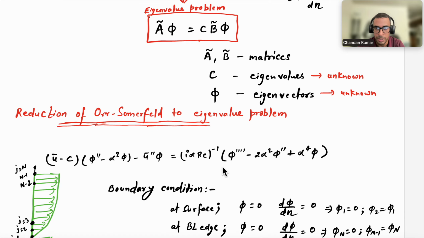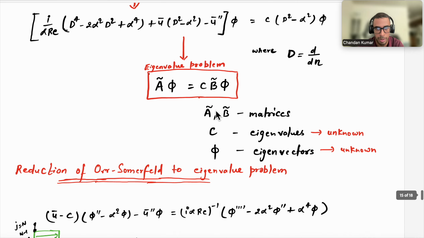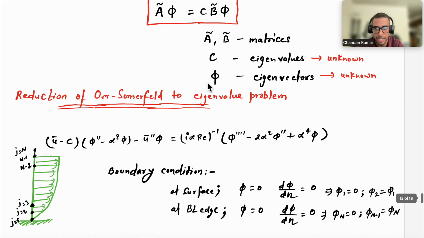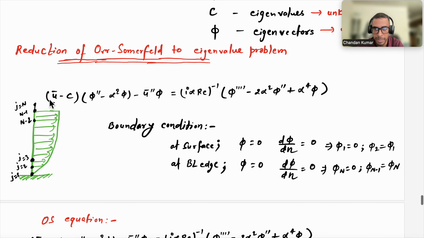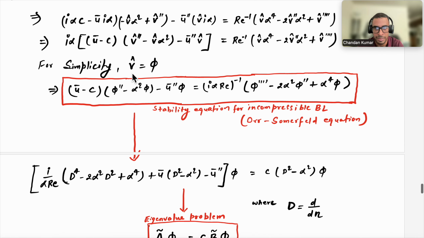So now we are going to see how we are going to reduce this Orr-Sommerfeld equation to the eigenvalue problem that we are seeing over here. So simply, we basically solve this. This is the Orr-Sommerfeld that we saw above, and we basically solve this Orr-Sommerfeld between the surface and the boundary layer edge. So on the surface, we set the boundary condition for phi as 0, because on the surface phi is basically the V perturbation. We just renamed it over here, V perturbation as phi.